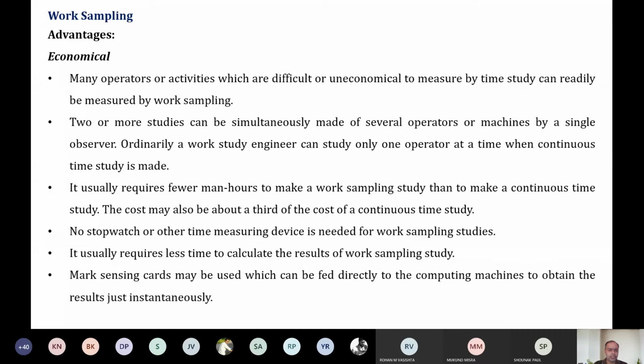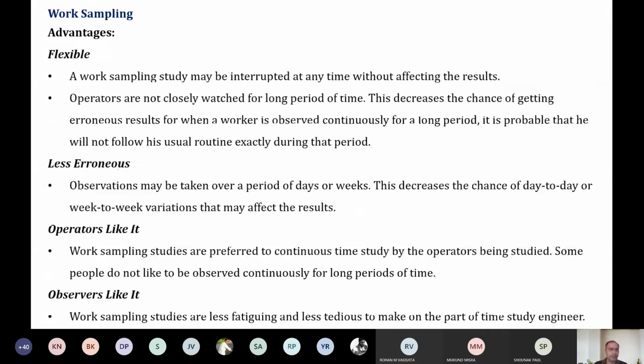And sometimes they use sensory cards, which can be fed to the computing machines, I mean the computers, to get the results instantaneously. Then it is flexible, as it is not affecting the working time of the employee or the observer. And the employee is not being watched for a long time, because if he's working for 8 hours, he may be observed only for 1 hour or less while conducting this study. It's not like you're going to keep the camera in front of them for 8 hours and observe what they do.